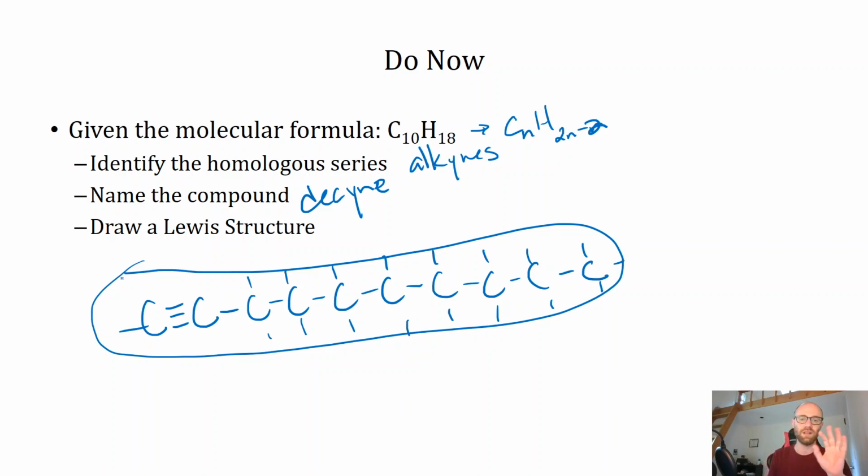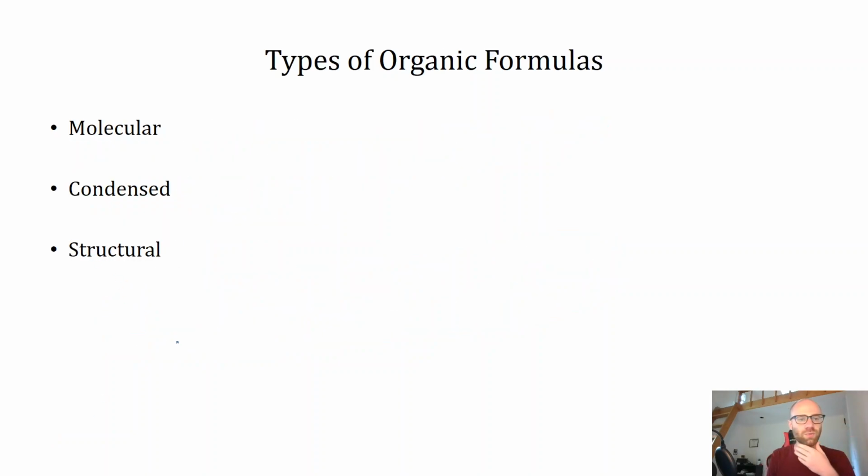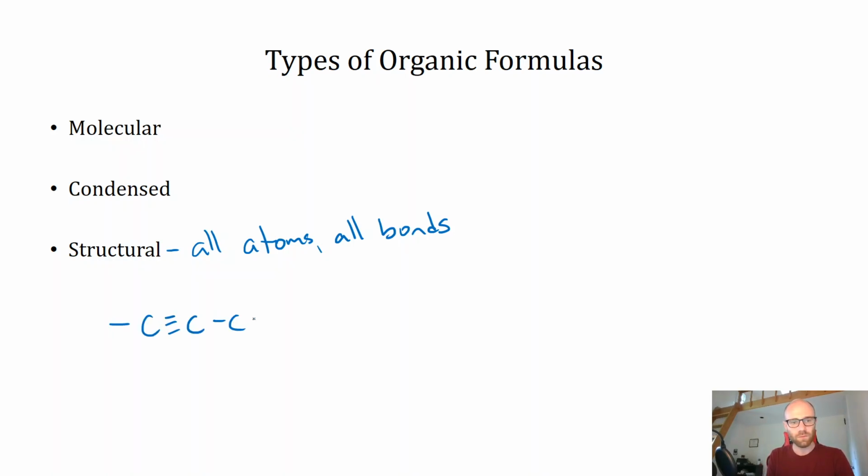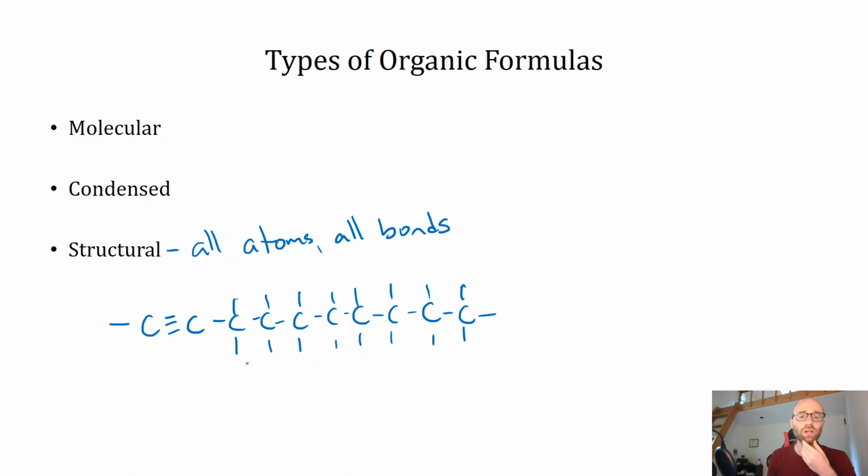Very important concept. But before we do that, we have to talk a bit about how we represent these on paper, like I said. What I just drew is what we would call a structural formula. All atoms, all bonds. So I can copy that below, again, forgive me. And as a reminder, don't forget, every line that doesn't have something drawn on it on one end, it's assumed that there's an H there. But this would be the structural formula of this compound, decyne.